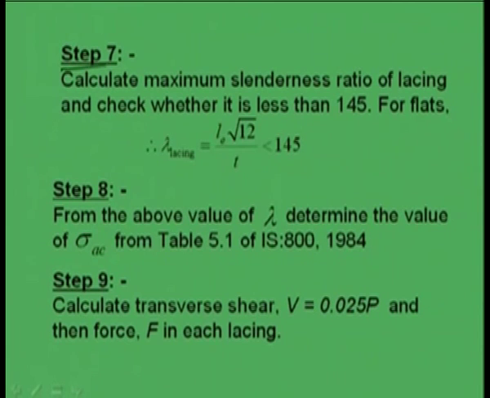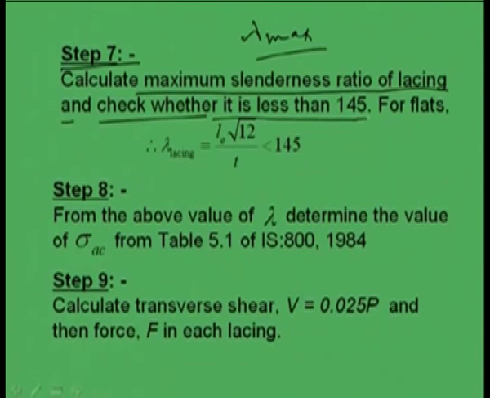Now, in step 7, what we will do? We will find the maximum slenderness ratio of lacing, lambda max, and check whether it is less than 145 or not. In case of a flat bar, we can directly find it from this equation: lambda lacing equals LE into root over 12 by T, which should be less than 145. So, lambda lacing can be found from here.